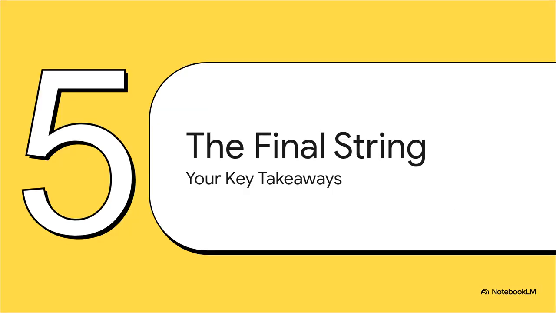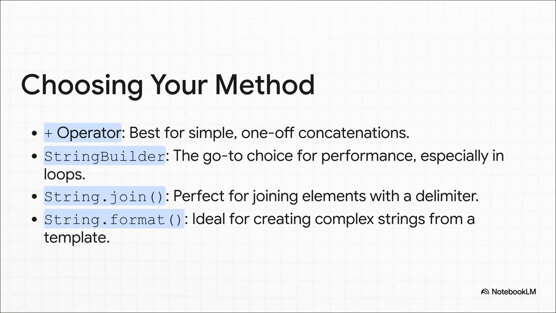All right, let's bring it all home. Time to wrap this up and lock in those key takeaways. Here's your cheat sheet. For simple, one-off stuff, use the plus operator. Need performance, especially in a loop? Grab StringBuilder. Got a list of things with a separator? String.join is your best friend. And if you're working from a template, String.format is the elegant choice. Getting this right will instantly make your code better.